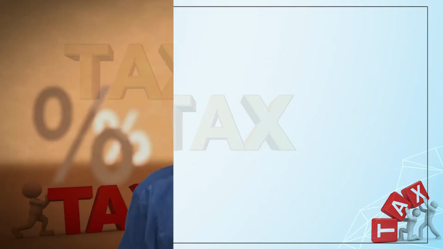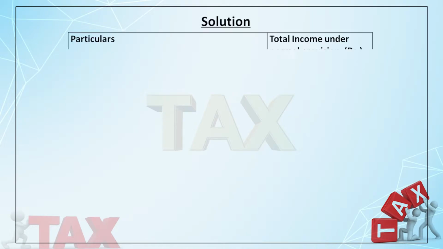Let us solve the problem first. As per the provisions of the Income Tax Act, you have to calculate the total income as per normal provision and the book profit as per MAT provision. So, you have to consider the items which have been debited and which have been credited. First, we will calculate the taxable income under normal provision. What will be the effect?